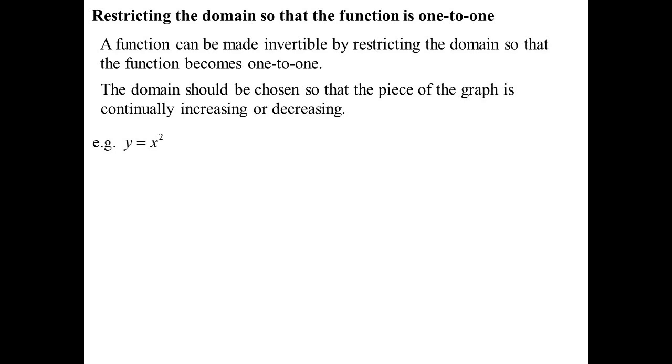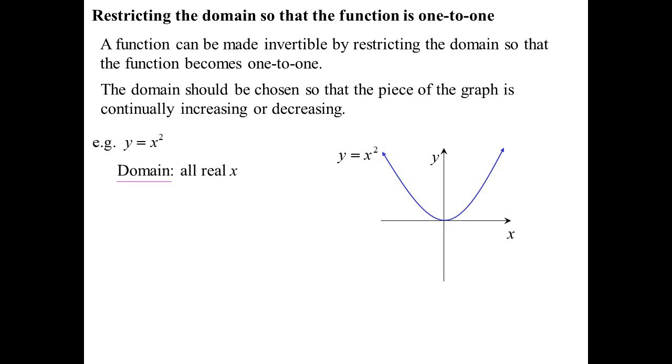Let's go back to our parabola. There it is, y equals x squared. Fails the horizontal line test, no good. At the moment, its domain is all real x and the range is y is greater than or equal to 0, but as I say, it hasn't got an inverse.